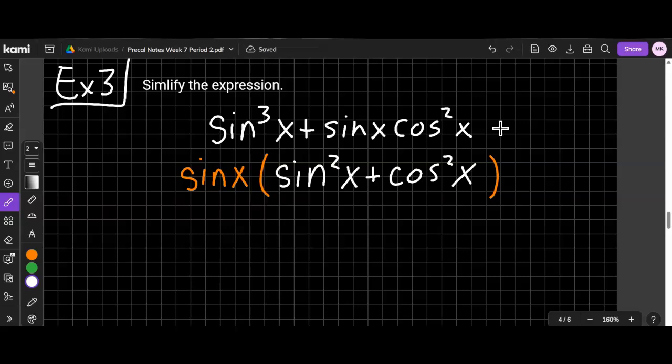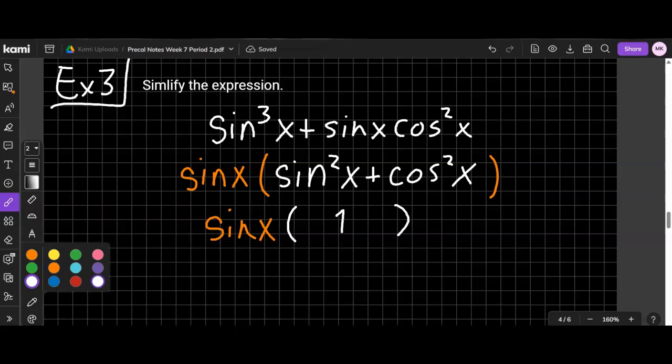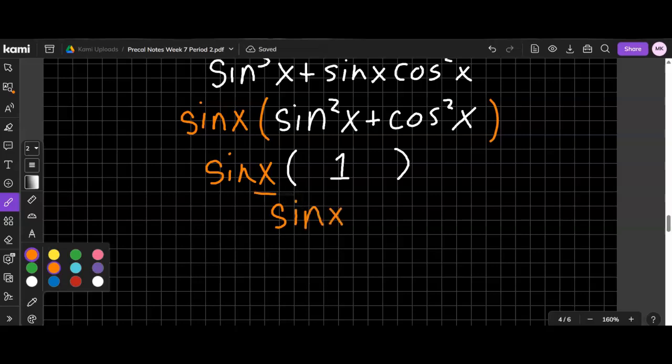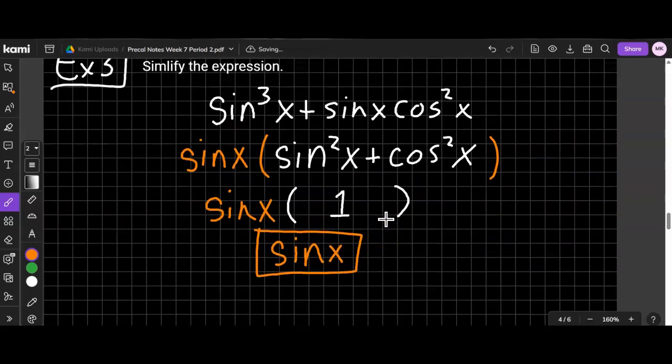And so rewriting that here, you have that sine squared that we factored out. So we have that sine of x right there, and what's left over is that sine squared plus cosine squared, which is 1. And anything times 1 is itself. So sine of x times 1 just leaves you with sine of x. And that is our simplified expression. All of this is just a fancy way of writing sine of x.